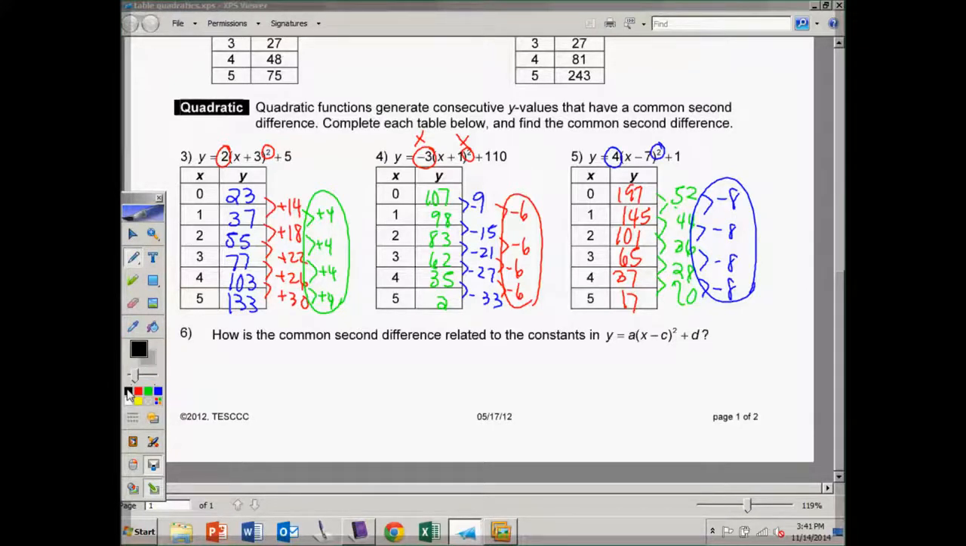All right, so we do know how the common second difference relates to the constants. So we have A, C, and D, right? With A and C and D, what could possibly happen? Everything. Okay. What does A normally cause our function to do? Reflect and stretch and compress. Okay. What does C cause my function to do? Move left to right, because it's on the inside, close to x, right? And D is going to cause my function to do what? Up or down.